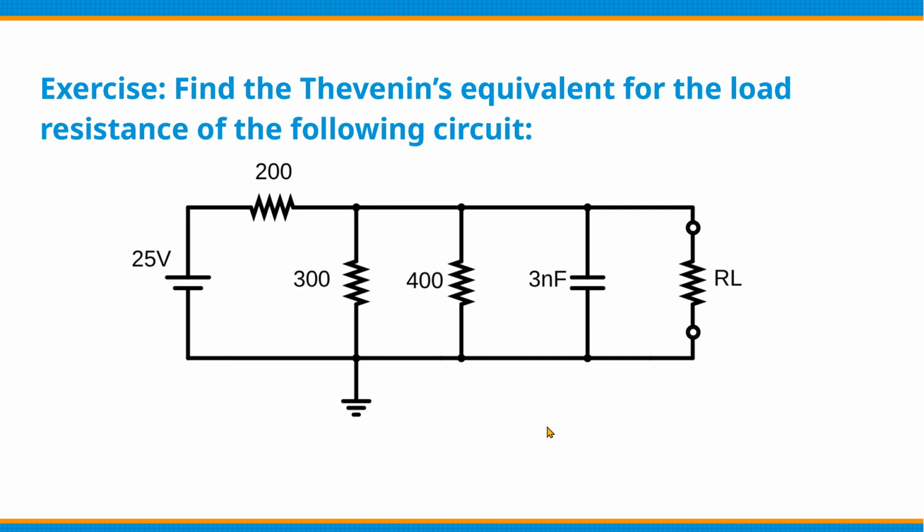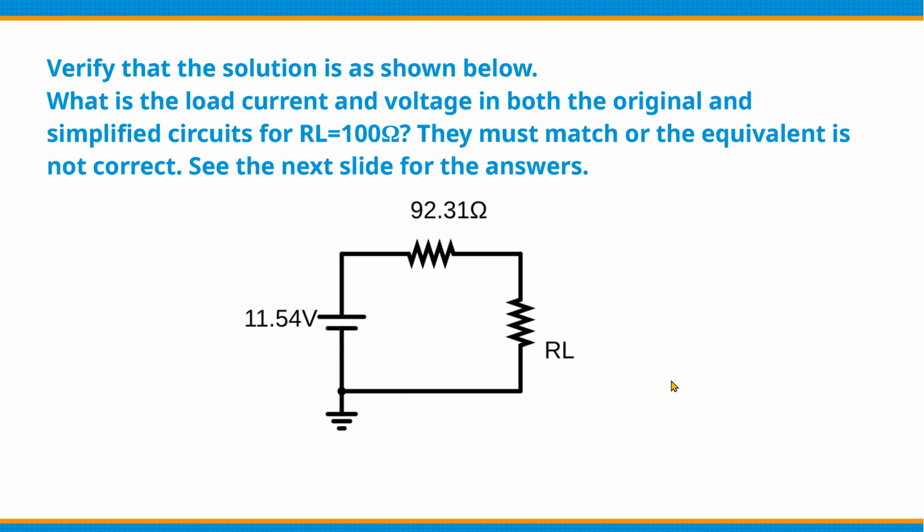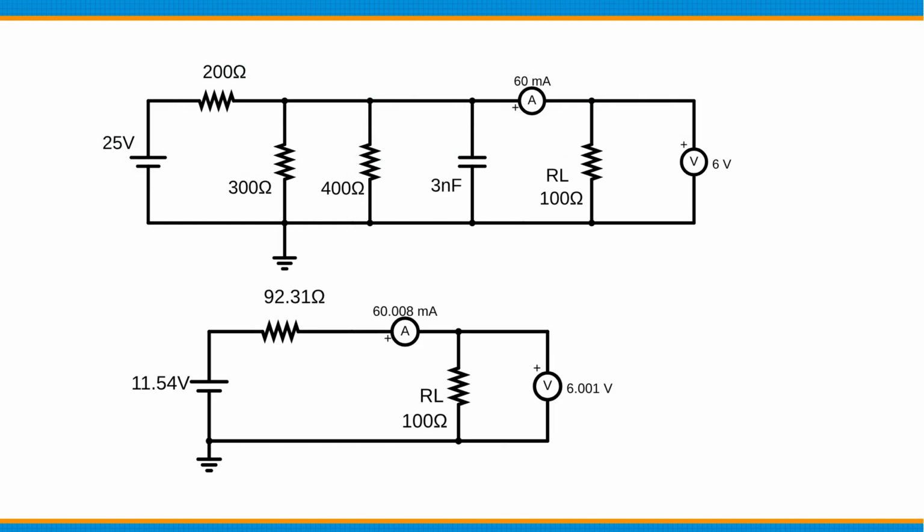Now this is a simple exercise for you. I've just changed the values for the source, the resistors, and the capacitor. And then it's your job to verify that the Thevenin equivalent looks like this. Assuming again that the load resistance is 100 ohms, verify that the two circuits will give you the same current through the load resistor as well as the same voltage across it. And these are the values so that you can verify whether your work is correct or there is some discrepancy.